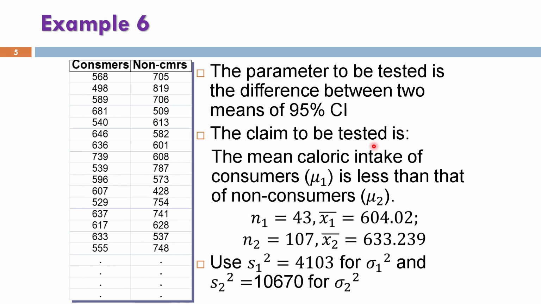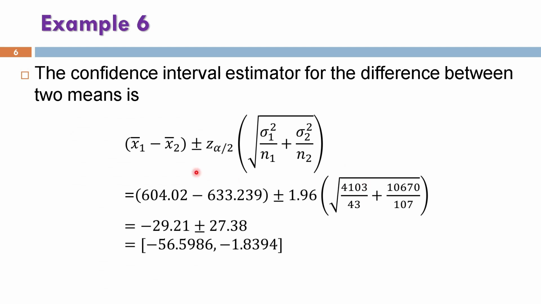The claim to be tested is the mean caloric intake of consumers, mu1, is less than that of non-consumers, mu2. Population 1 is those who take high fiber, and population 2 are those who did not take high fiber. Our claim is those who take high fiber will have less calories, so mu1 is less than mu2.